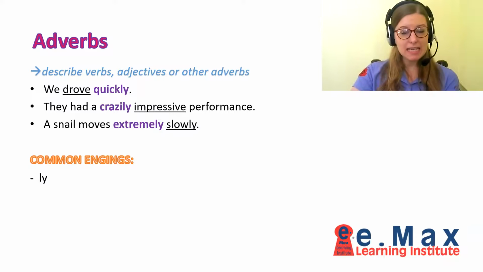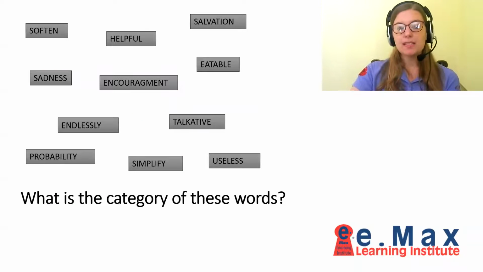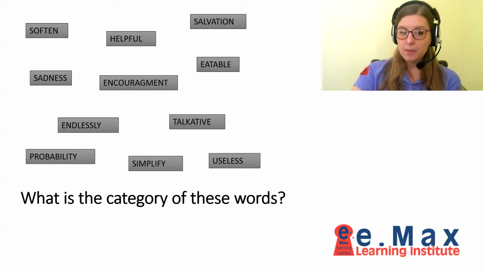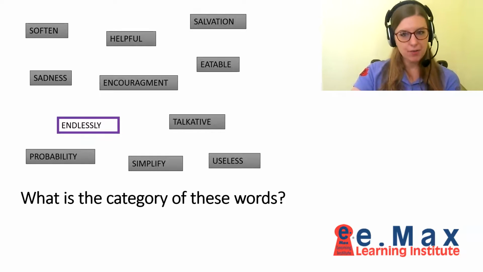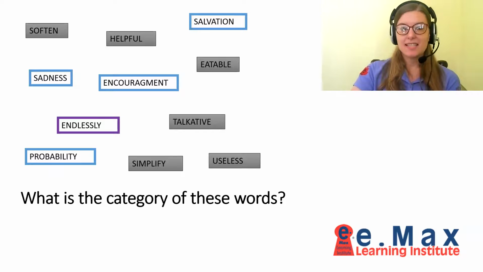Okay, now let's see if you can identify them now. So let's start with adverbs. Do you see any adverbs here? Remember what ending they usually have. Endlessly. Perfect. Now what about nouns? Do you see any nouns? Very good. Sadness, salvation, encouragement, probability. These all have endings that are common for nouns. So they are nouns. Very good.